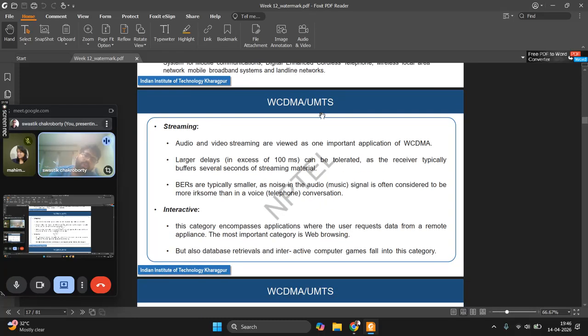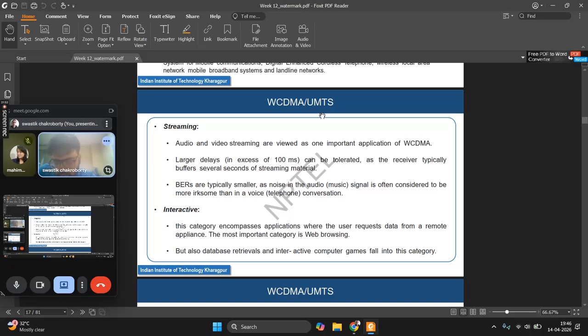Okay, so audio and video streaming were two applications which were added to WCDMA, but they had large delays because BER and delay are inversely related in those systems. If you want a lower BER, you have to compromise on the delay. Because BER was tough to achieve, and video transmission needed a lower BER, we had to settle with a large transmission delay.